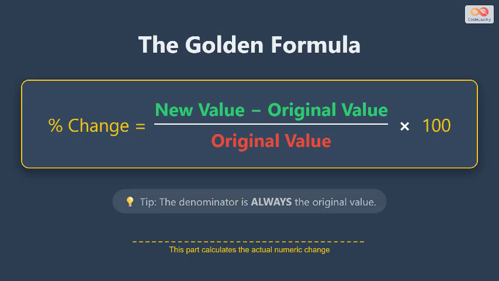To calculate this, we use one golden formula. We take the new value minus the original value, divide that result by the original value, and finally multiply by 100. The most important part to remember is that the bottom number, the denominator, is always the original value.